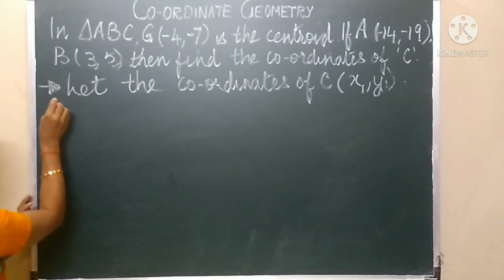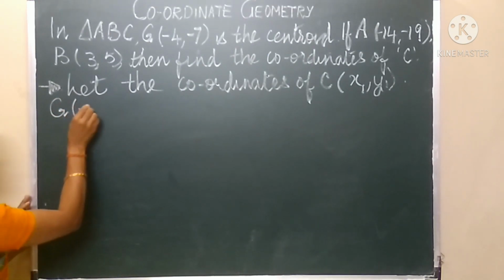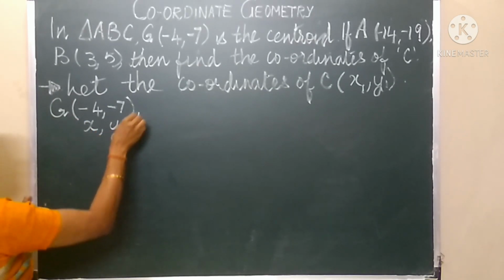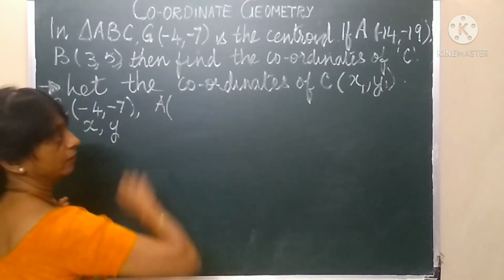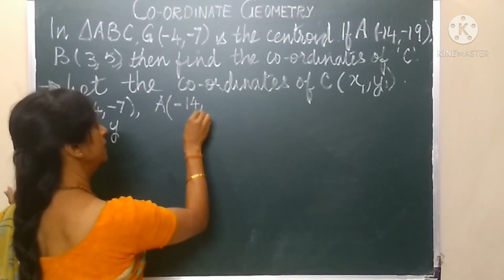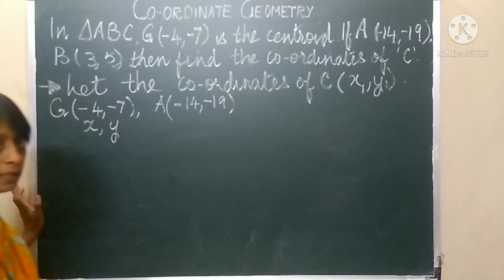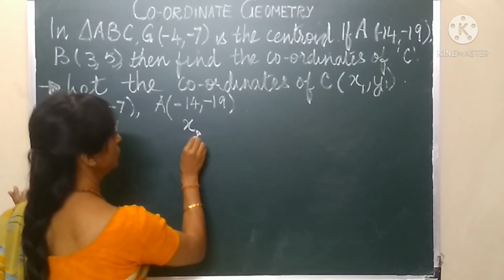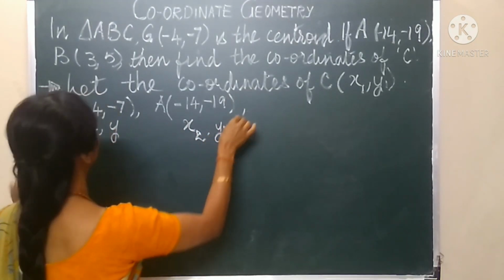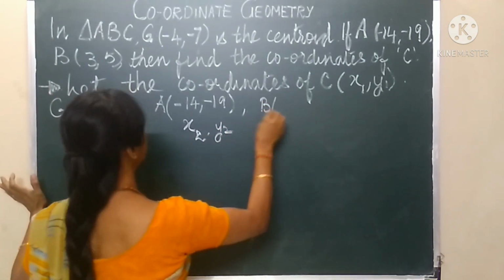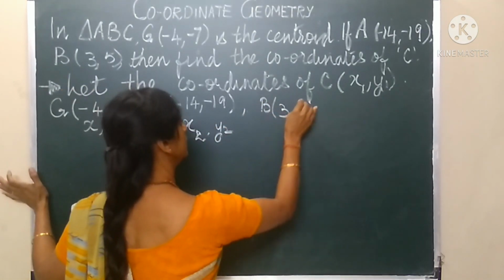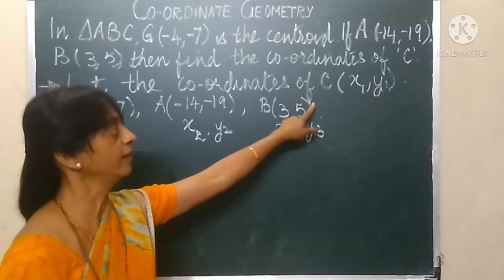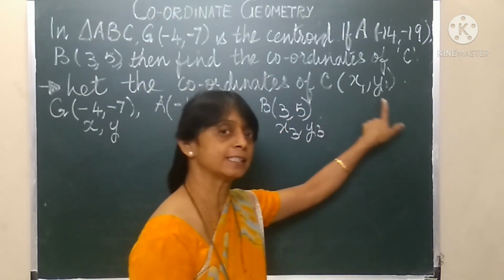The coordinates of point G, which are -4, -7, will correspond to x and y. Point A, where the coordinates are given as -14, -19, will be substituted as x2, y2. Point B, you can write it as x3, y3. Why? Because we have assumed the coordinates of point C as x1, y1.